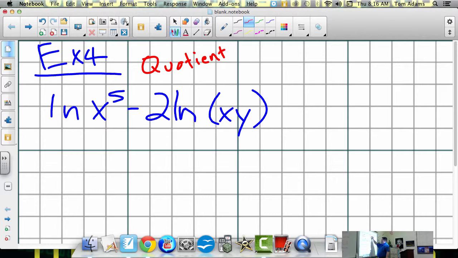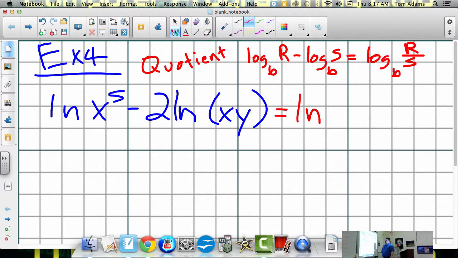remember the quotient one says, and I'm going to write it backwards, the log base b of r minus the log base b of s is the same as the log base b of r divided by s. And that's why we call it the quotient rule. And so I should be able to say the natural log of this thing is my numerator. Oh, wait. Got a little bit of a challenge here. It's not quite right yet.